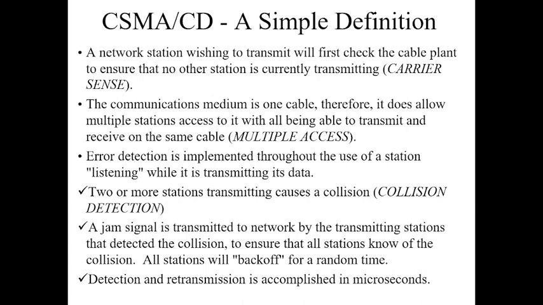The communications medium is one cable, therefore it allows multiple stations to access it, all being able to transmit and receive on the same cable. So this is the multiple access. Error detection is implemented through the use of the station listening while it is transmitting its data.